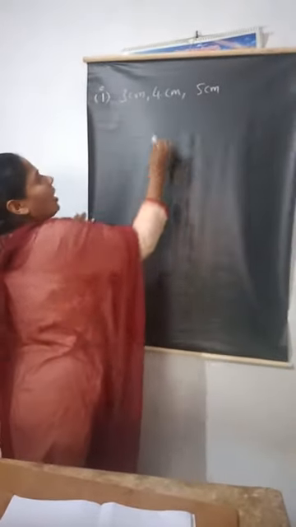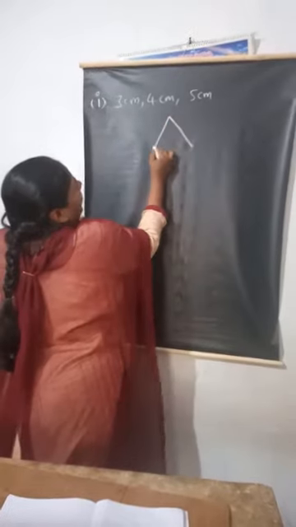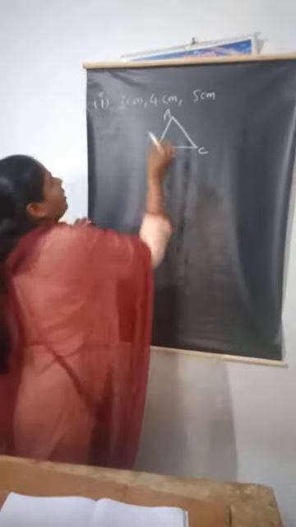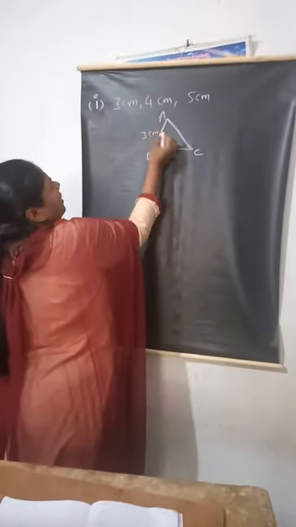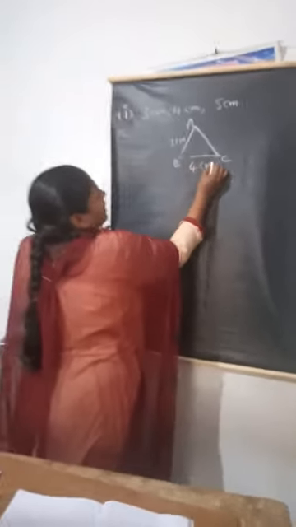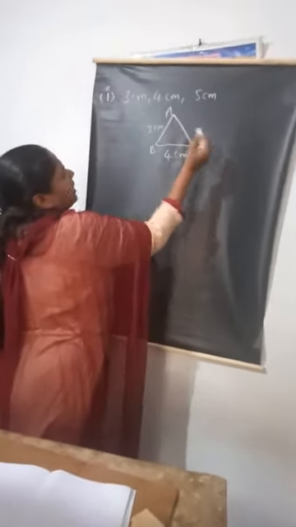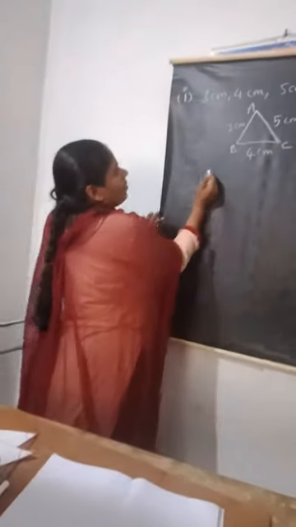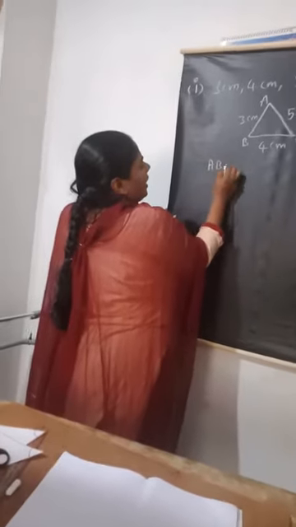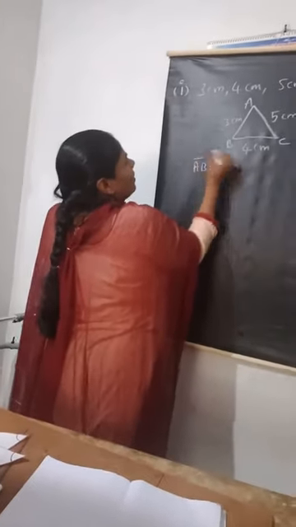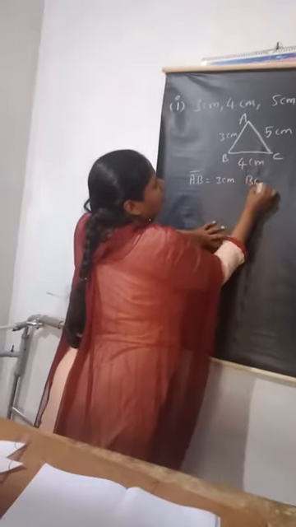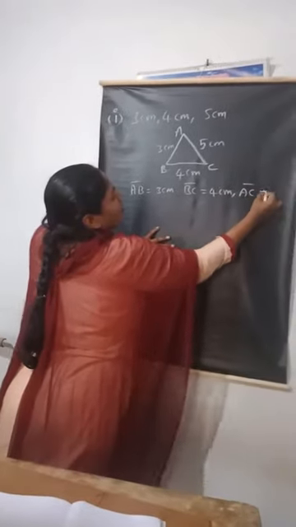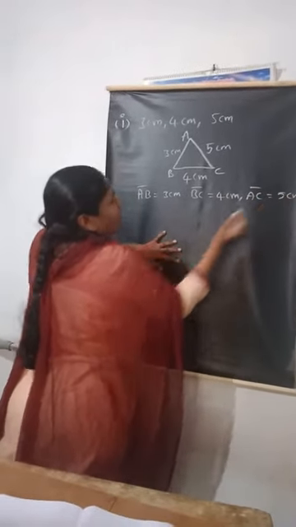Draw a triangle, name it ABC. One side is 3 centimeters, another side is 4 centimeters, next side is 5 centimeters. Understand? First, AB equals 3 centimeters, BC equals 4 centimeters, AC equals 5 centimeters.